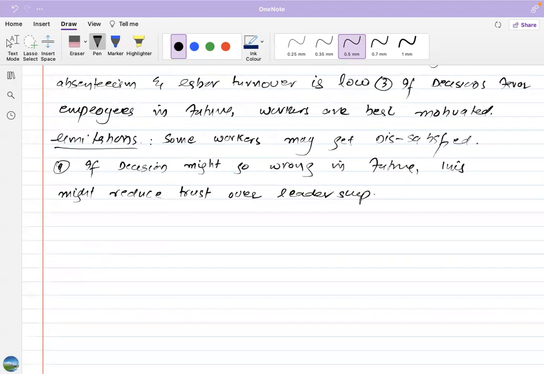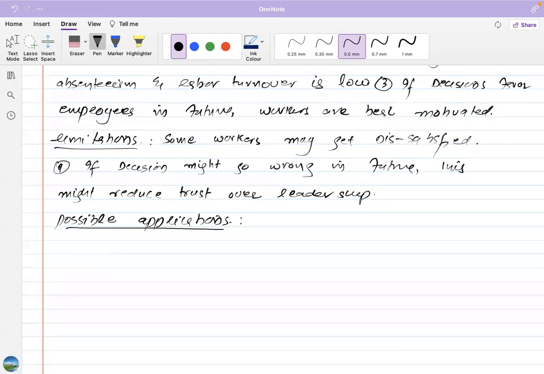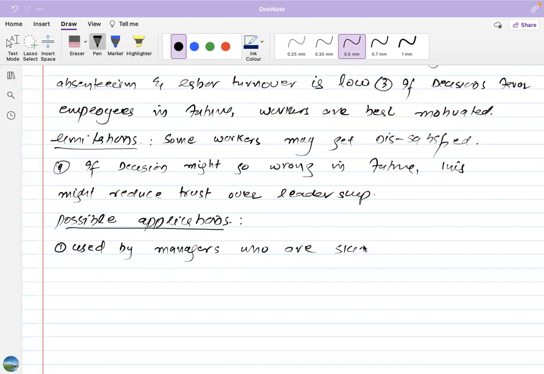Coming towards the possible applications, it is used by managers who have genuine concern for the workers' interest, and who are skilled enough to take decisions that come up with a better future for the workers, deciding the future of the workforce in their interest.